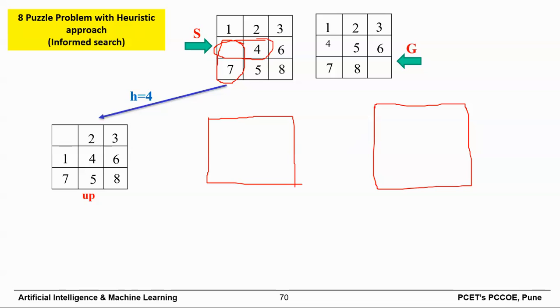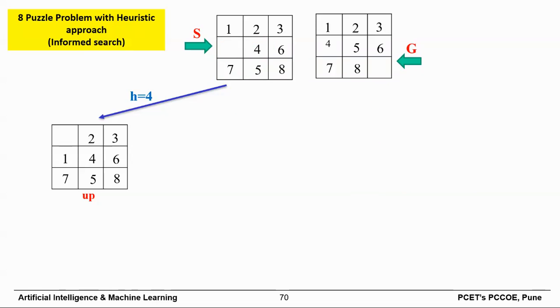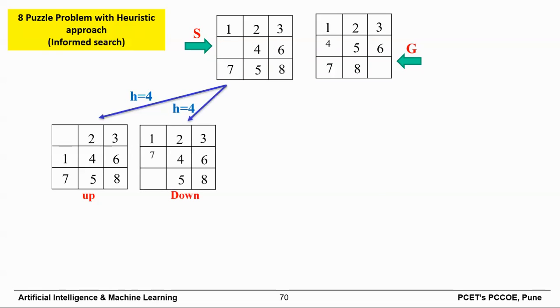4. Are you sure? Does everyone get 4? Yes, sir. Yes? Okay, we will check. So, when I move in a downward direction, 7 and blank, I will get heuristic value 4. Is it correct? So my answer is also correct.